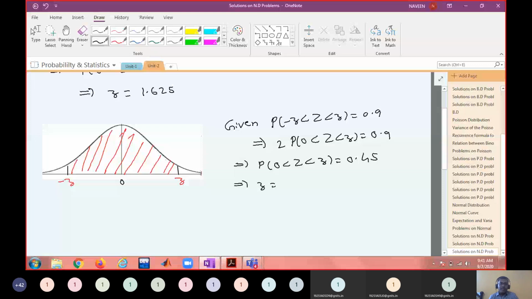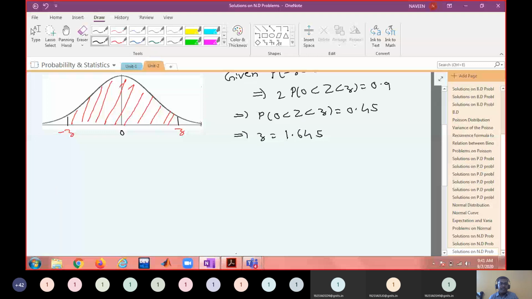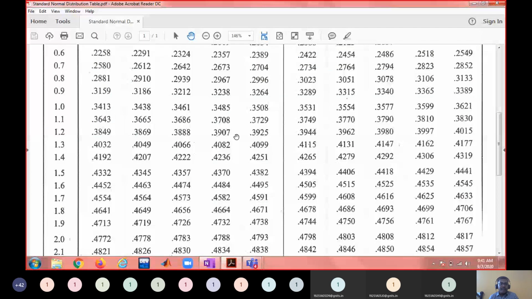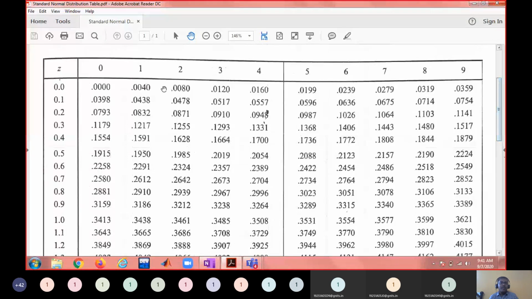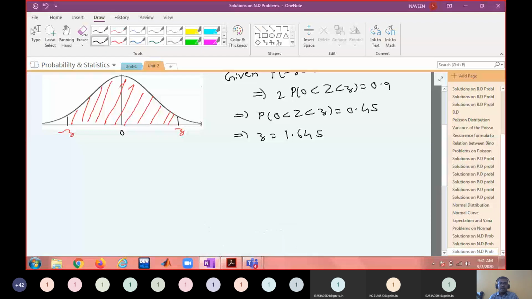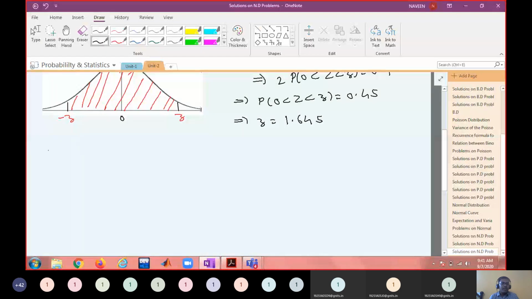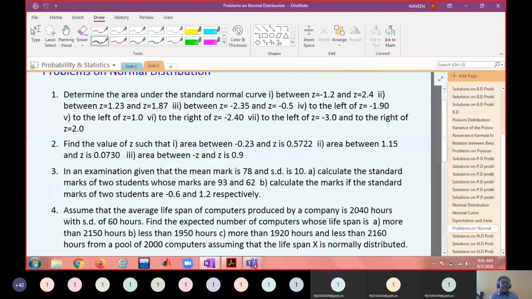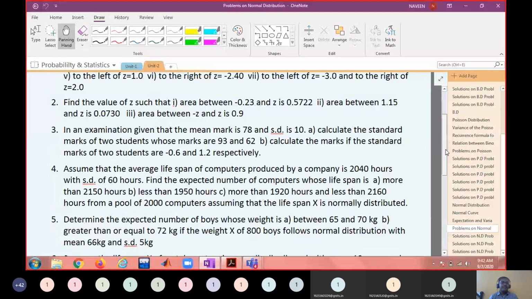If the probability is nearer to any value, you take that value. If it is 0.3908, you take 1.23 as the value. Okay, so that's about the second problem. So these two problems are very important. If you can understand these two, how to find the probability when z values are given, and how to find z when the probability is given, I think many problems you can do easily.